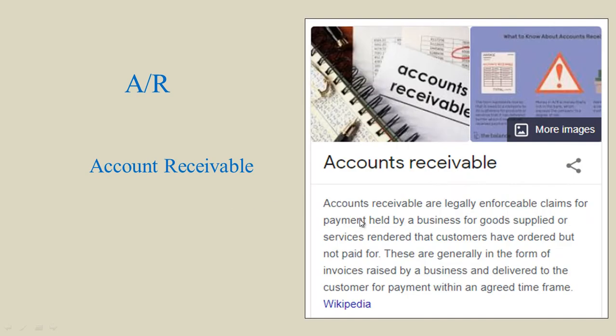A/R, Accounts Receivable. Accounts receivable are legally enforceable claims for payment held by a business for goods supplied or services rendered that customers have ordered but not paid for. These are generally in the form of invoices raised by a business and delivered to the customer for payment within an agreed time frame.